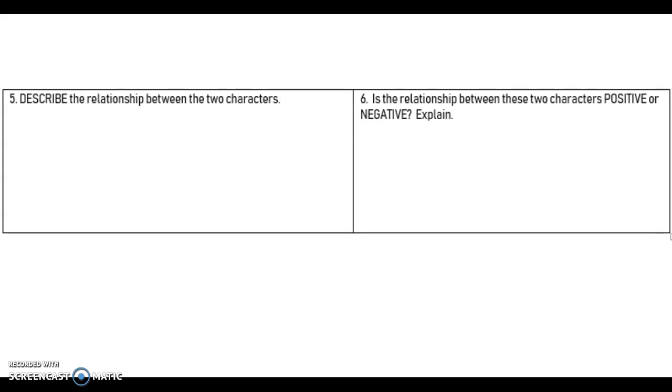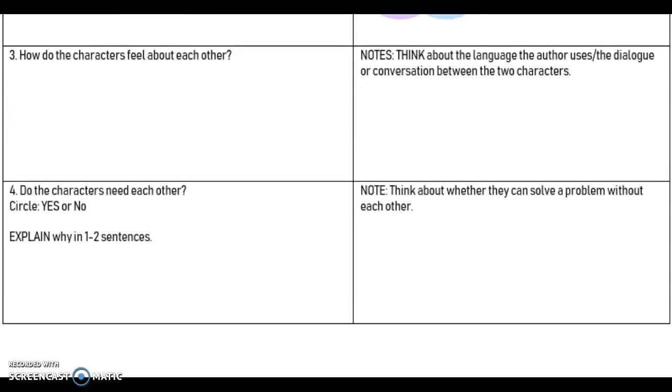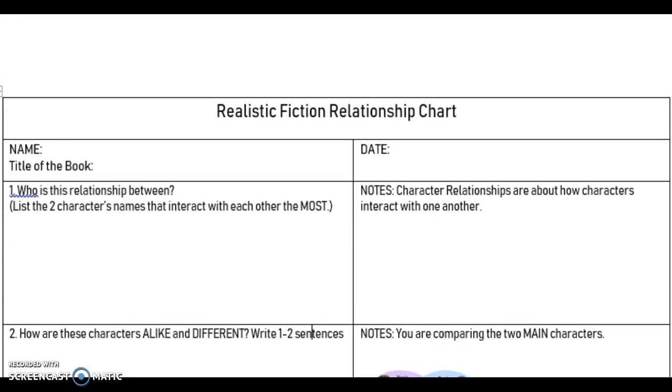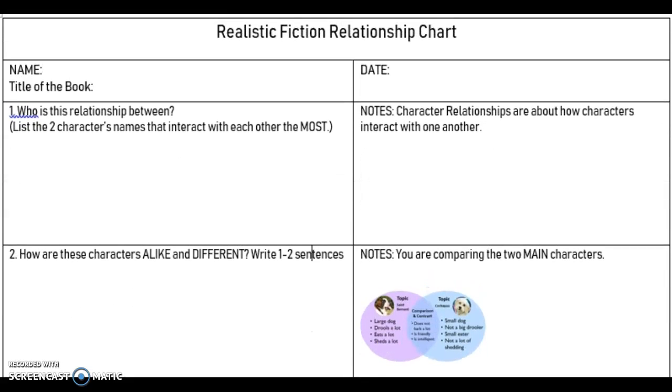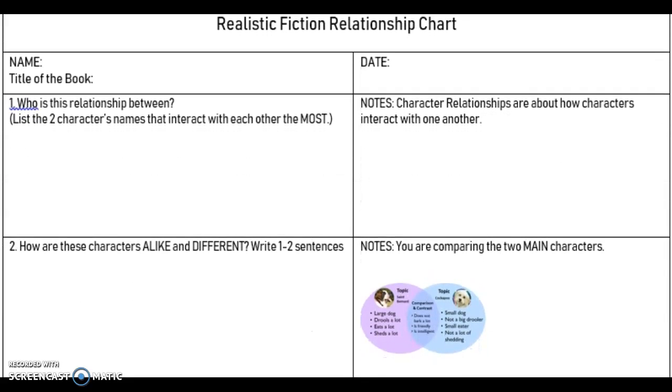So what I would like for you to do is go ahead and take out your reading journal, okay? Go ahead and take out your earphones so that we can get ourselves set up. We are going to play a little review game first, and then we're going to get ourselves ready to listen to our read aloud book today so that we can practice analyzing the relationships that we find in realistic fiction stories.